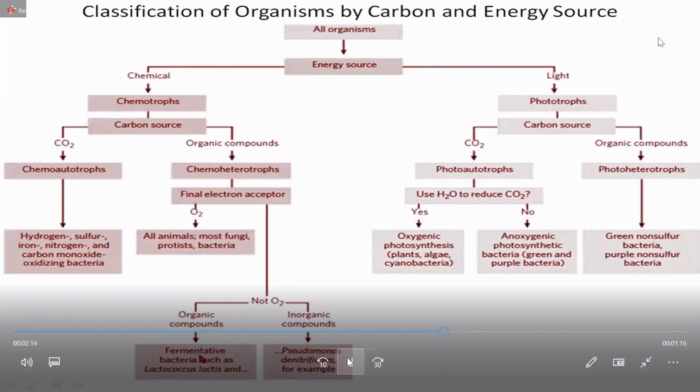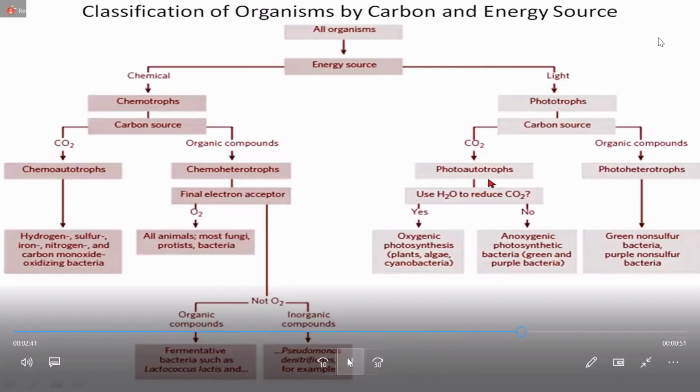In the case of fermentation, like alcohol preparation or curd preparation, it occurs in the absence of O2, and the electron acceptors are organic compounds. Other than organic compounds, the electron acceptor can also be inorganic compounds like nitrates, sulfates, etc. An example is Pseudomonas nitrificans.